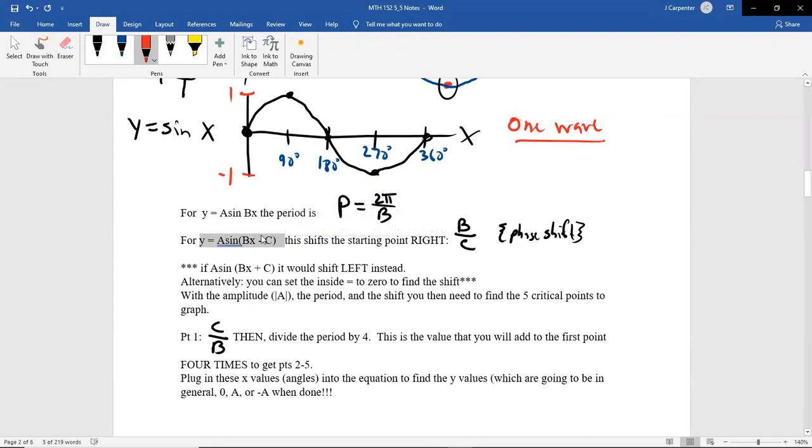And then C is what causes a shift. Remember that your shifts are backwards. I did give you the 2 different ways you could find that shift. Use whichever one you prefer. And the shift also gives you your very first point. To find the 2nd through 5th points, you take the period and divide it by 4. So the 4 things you need are A, B, C, and then to divide the period by 4.